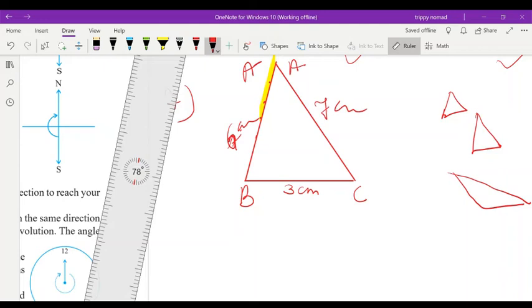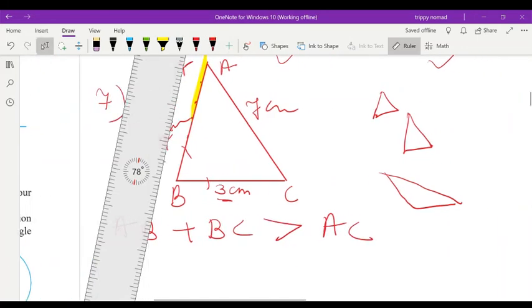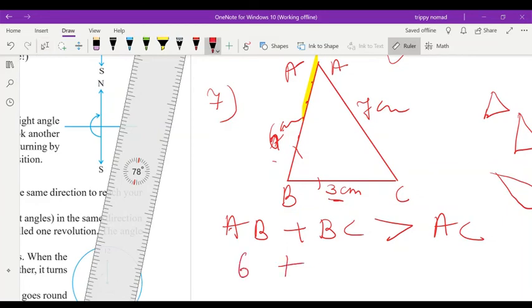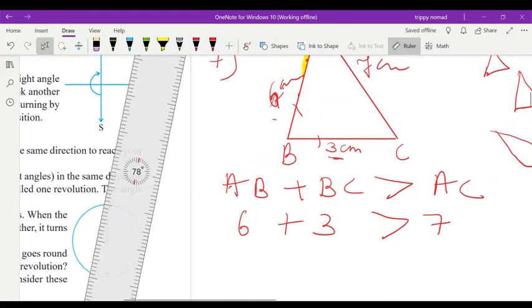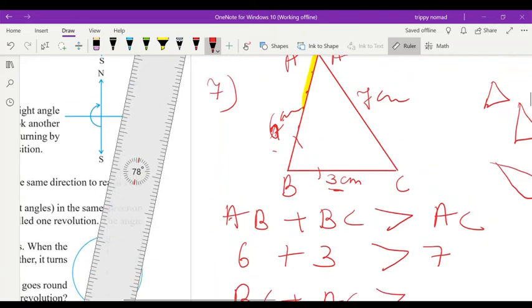You have to measure the length of any two sides. Suppose I am going to measure AB and BC. What is AB and BC? 6 and 3. I am writing AB plus BC will always be greater than AC. Why? Because AB plus BC, that is 6 plus 3, that is 9, is always bigger than 7. Same way you can take any other two sides also. If I take BC plus AC, that will also be greater than AB.